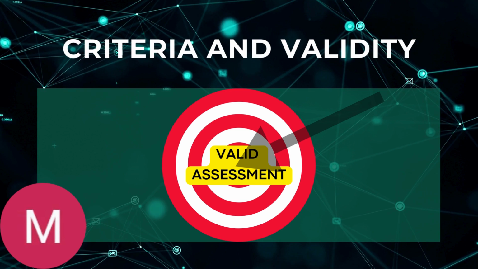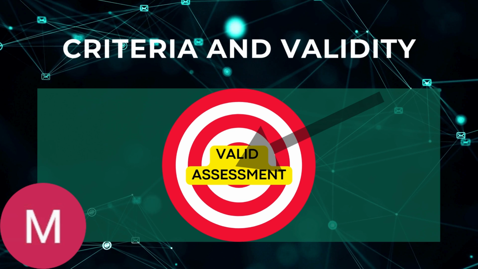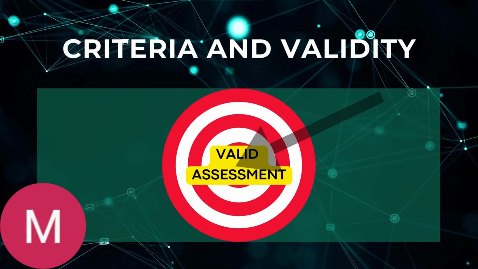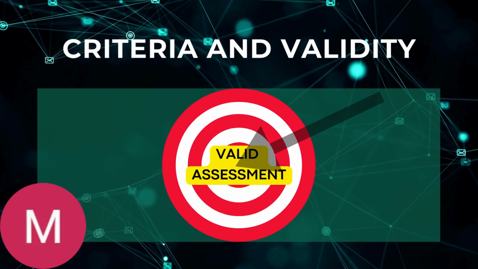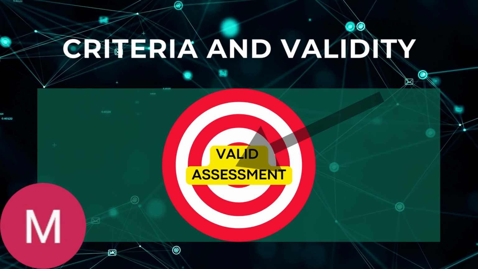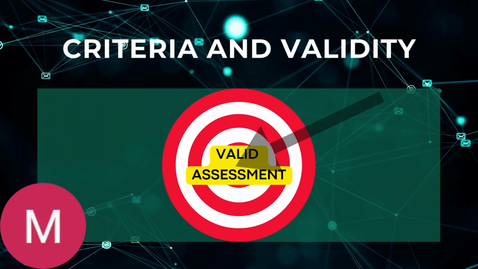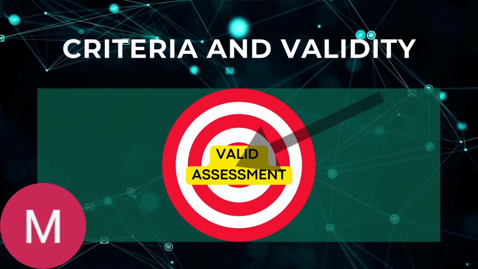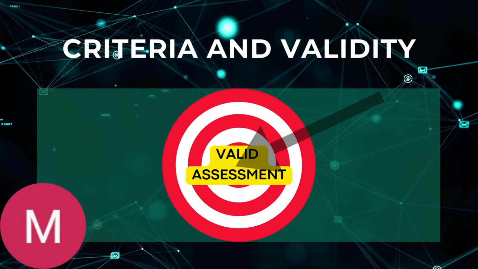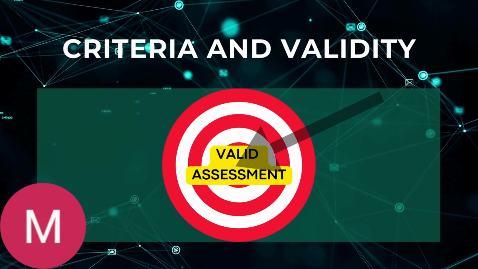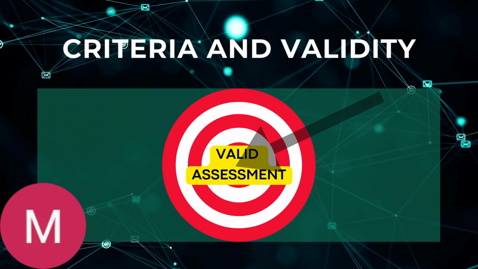Now, let's talk about another important concept: criteria and validity. Wiggins and McTighe emphasize that assessments must be valid. They should measure exactly what they're supposed to. To ensure validity, we need clear criteria. Digital rubrics, like those you can create in Google Classroom or other applications, can help clarify expectations for both teachers and students. This ensures fairness and helps students understand how their work will be evaluated.